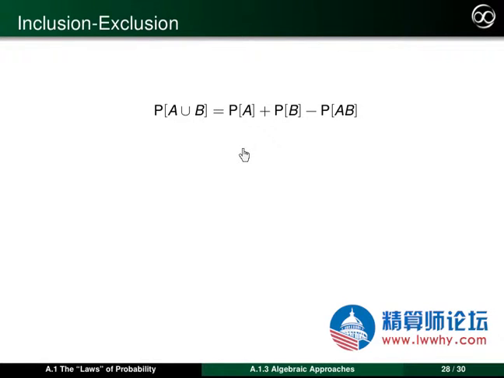The final theory piece I want to look at is something called inclusion-exclusion, which is an attempt to generalize one of our initial axioms of probability. One of our initial axioms said the probability of A union B was the probability of A plus probability of B minus the probability of the intersection.